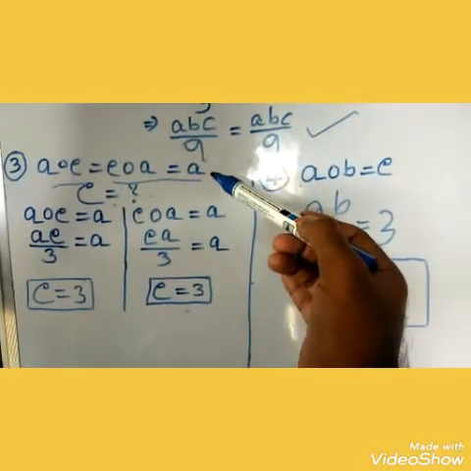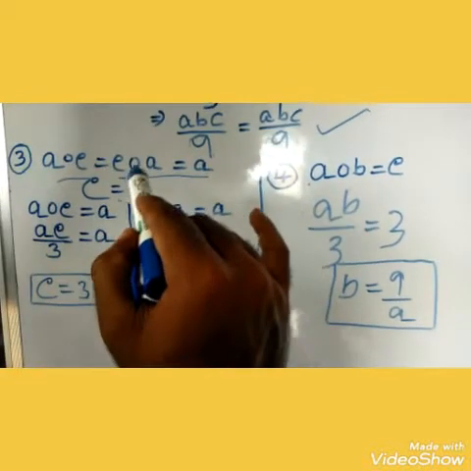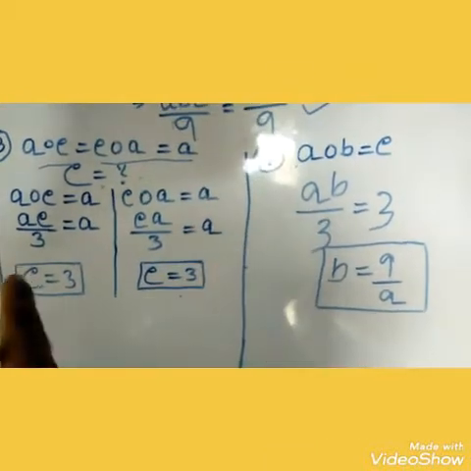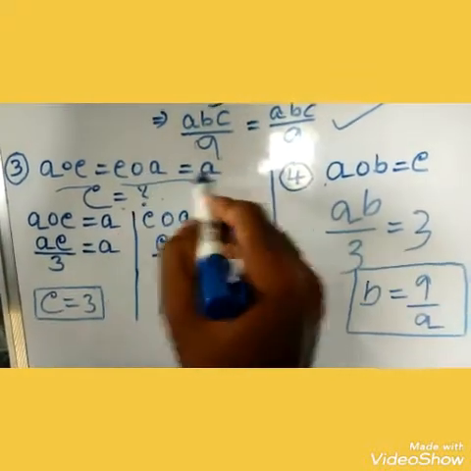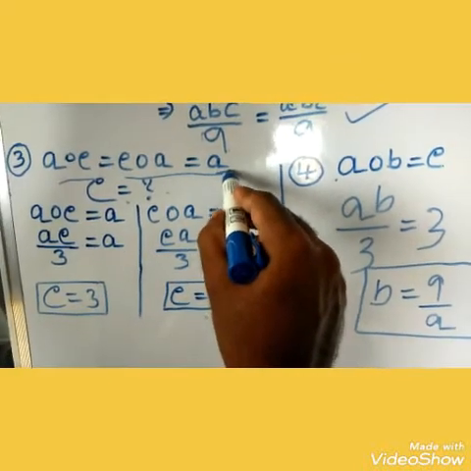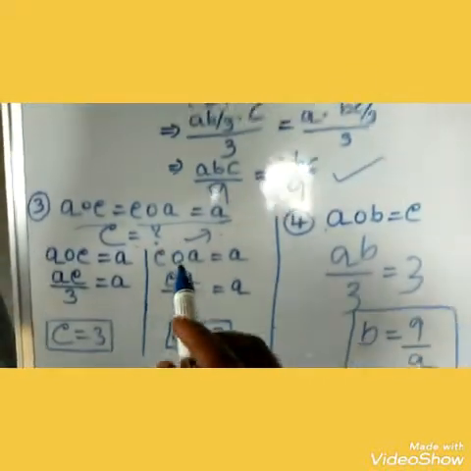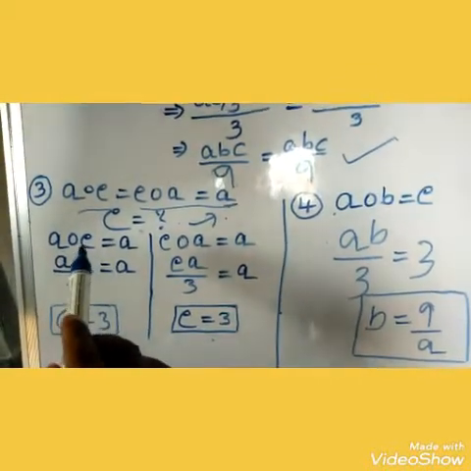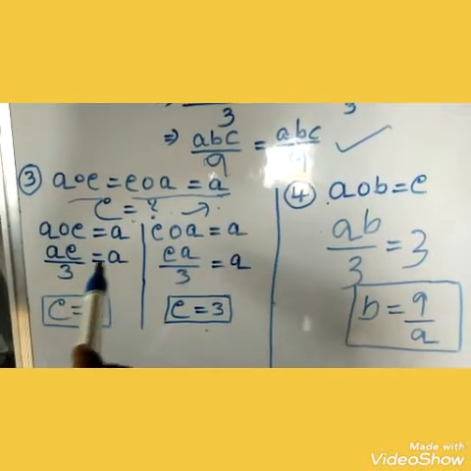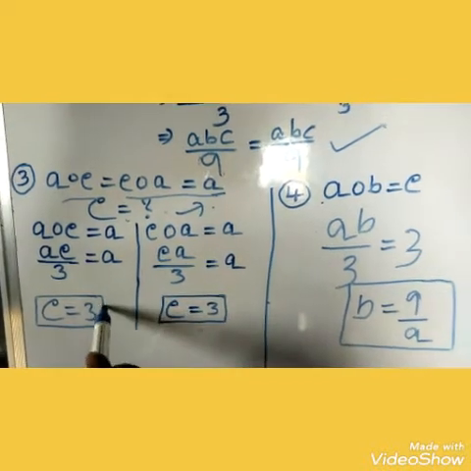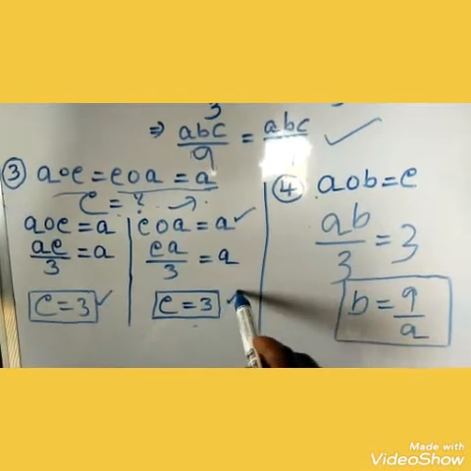Next, the identity property. What is the identity property? A circle E is equal to E circle A is equal to A. So left identity and right identity are equal, and when we do the operation with it, we get the same element. That is the identity element. Now I want to find the identity element in this set. A circle E is equal to A, and A circle E is AE by 3, which is equal to A. From this I got E is equal to 3. Similarly from the other side, E is equal to 3.